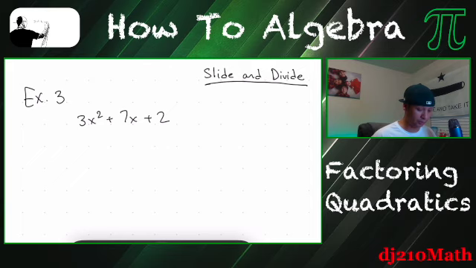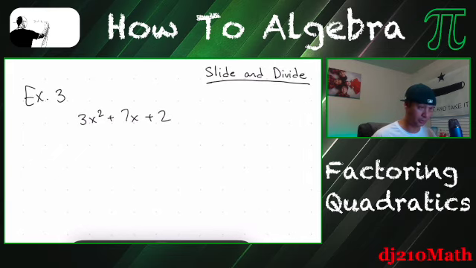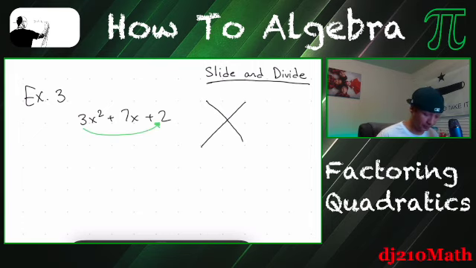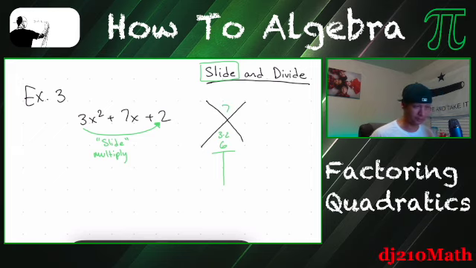So I want to factor this using strictly the slide and divide method. Okay, so the part that looks similar to the AC method, we slide the A term over. So this is the sliding part, and we multiply. So 3 times 2 is 6. So we have to figure out what two numbers multiply to make 6 that add up to the B value, which is 7. So this looks just like the AC method starting out.